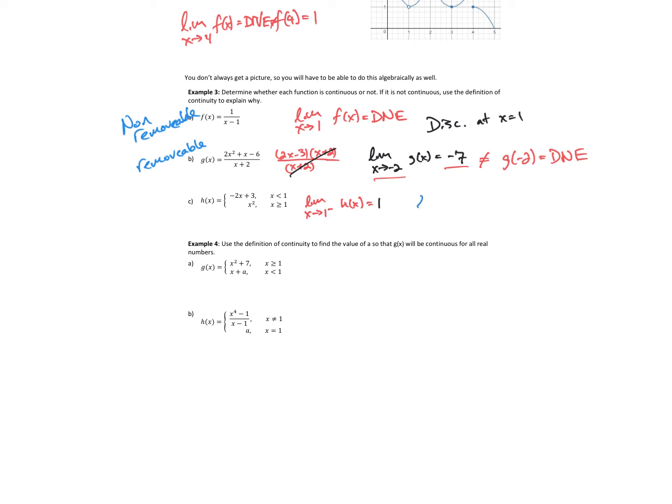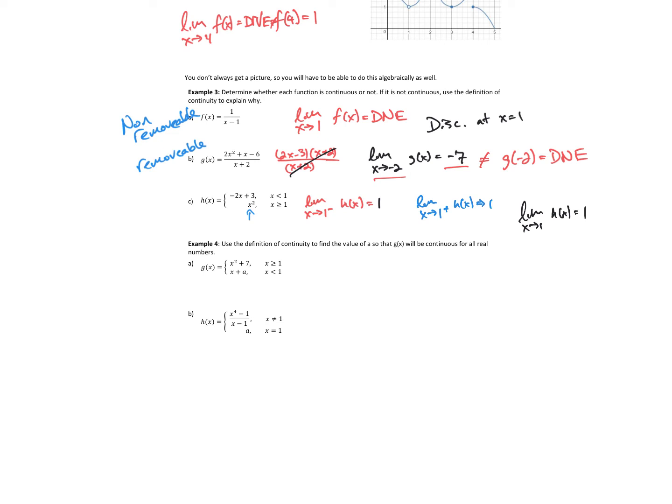Now I'm going to do the limit as x approaches 1 from the right. So which one am I using now? The bottom one. All right. So now I just substitute in 1 right there, and I end up with 1. So what must my limit as x approaches 1 be? It's 1. So does my limit finally exist this time? Yes, it does, all right?